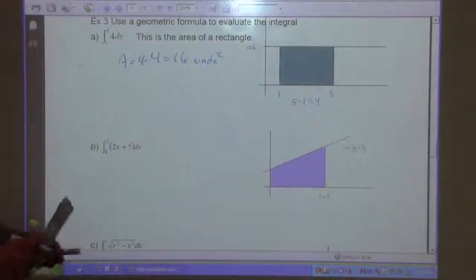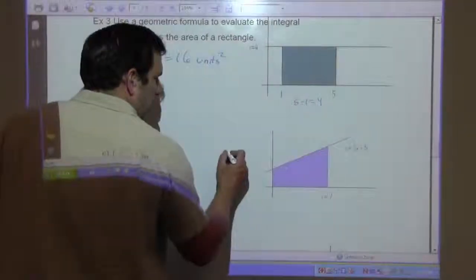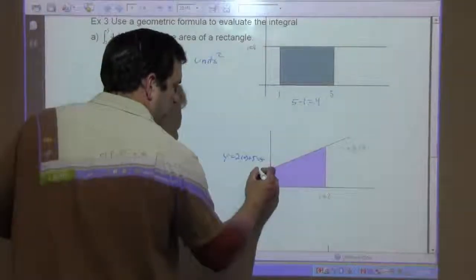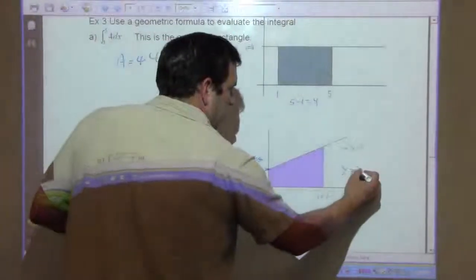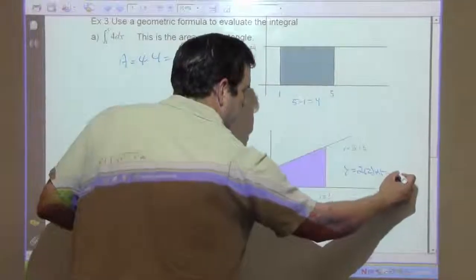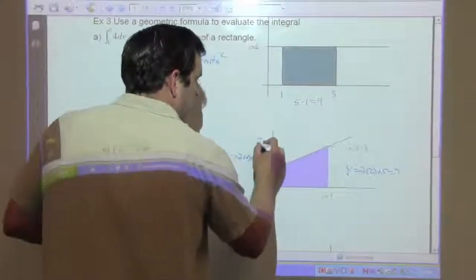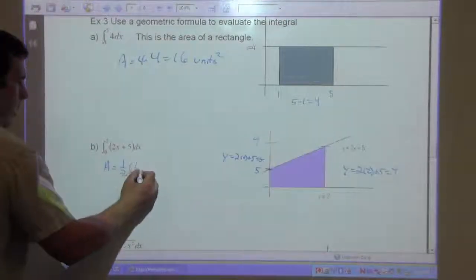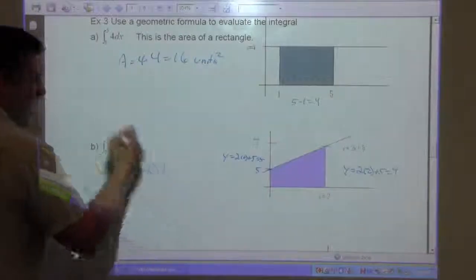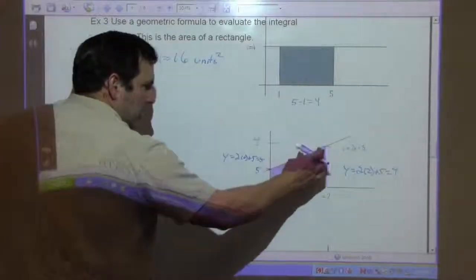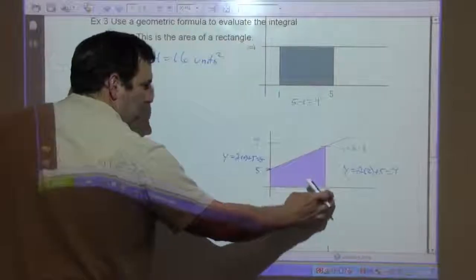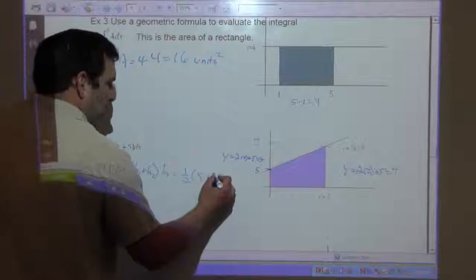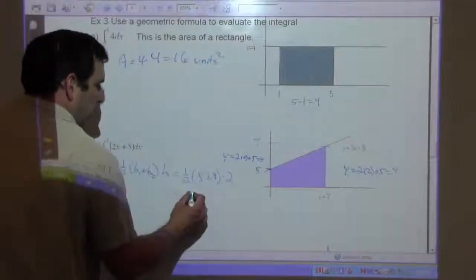Next we have a trapezoid. Let's see here. y equals 2 times 0 plus 5, that's 5, so this part's 5. y equals 2 times 2 plus 5, that's 9, so this is 9. So the area for a trapezoid is 1/2 of b1 plus b2 times the height, where b1 and b2 are the lengths of the parallel sides. This is a trapezoid on its side, and the height here is 2. So this is 1/2 times 5 plus 9 times 2, and we get 14 for that.